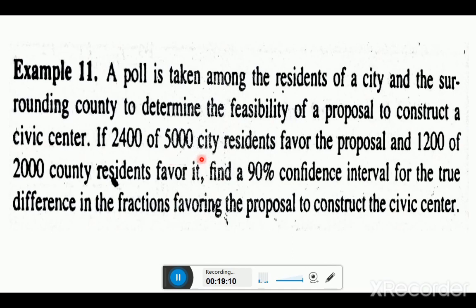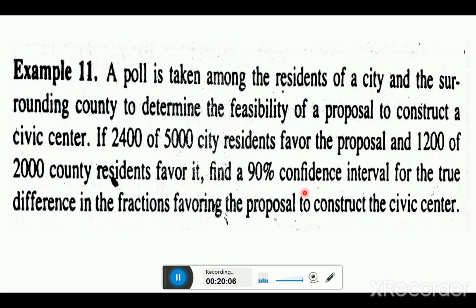If 2400 out of 5000 city residents favor the proposal, look, for example, I tell you city A or city B, or that one is a county area and one is a city area. For example, one is the city side and the other is the village side, the county area, simply stated. Now this is the selection. One gives you p1 and the other gives you p2. For p1, n is 5000, out of 5000 we have 2400, that is x1, and n1 is 5000 city residents in favor of the proposal, and 1200 out of 2000 county residents, like a village. 1200 is x2 and out of 2000 is n2, county residents in favor.